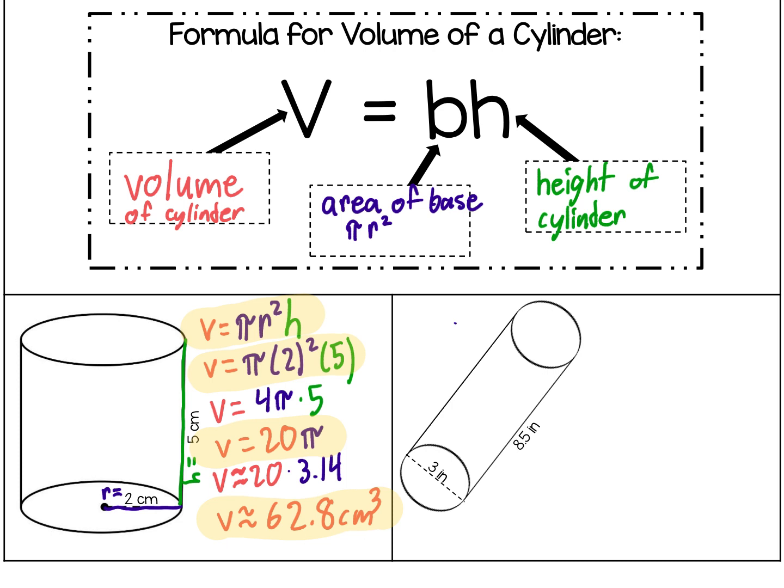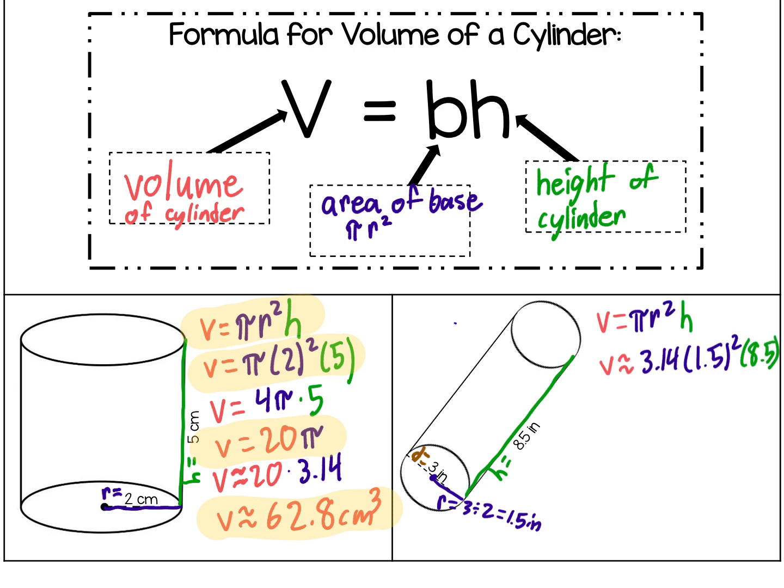Next, let's try the example on the right. Notice how we have a height of 8.5 inches. However, we are not given our radius. Instead, we are given the distance across the entire circle. The diameter, or D, equals 3 inches. In order to find the radius when given the diameter, you simply take half of it, or take the diameter and divide by 2. This means that our radius is 1.5 inches.